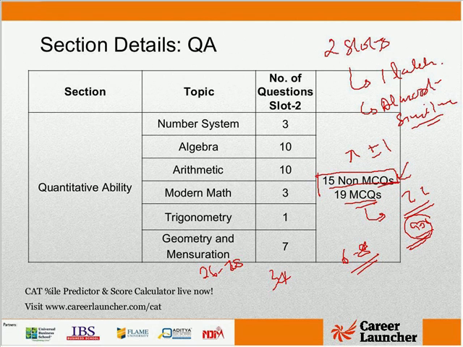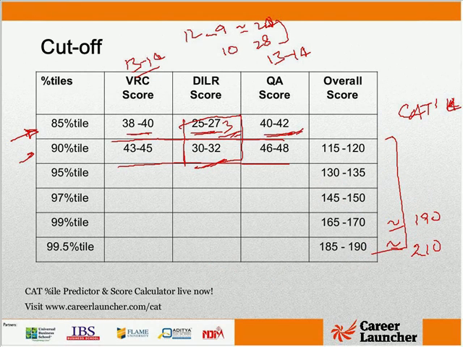Expecting a 100 to 110 raw score in CAT, what will be the percentile? If I go back to this slide, wherein we were predicting what the percentile would be, I would say for a score of 100 to 110, perhaps it would be somewhere around 87, 88, a little lower than 90 percentile for sure.